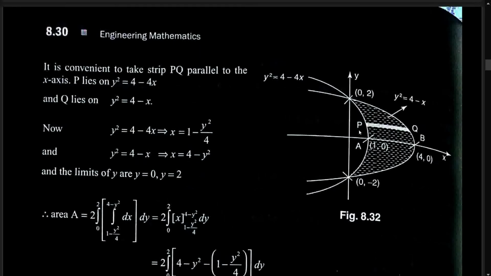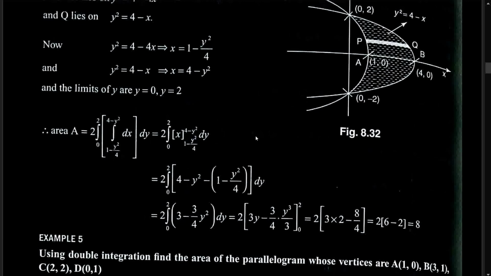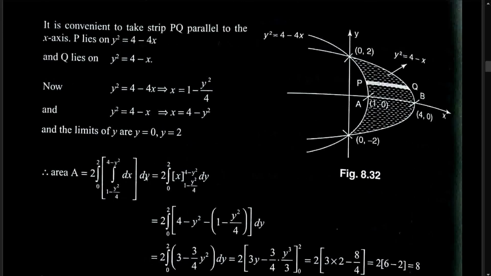So the lower limit is p, the upper limit is q. p is nothing but the equation of this parabola, that is y square is equal to 4 minus 4x, and the upper limit is y square is equal to 4 minus x. So we need it in the form of x is equal to. By keeping x alone on the right side, transferring everything on the left side and right side, you get x is equal to 1 minus y square by 4.